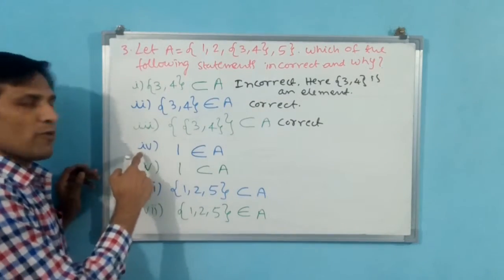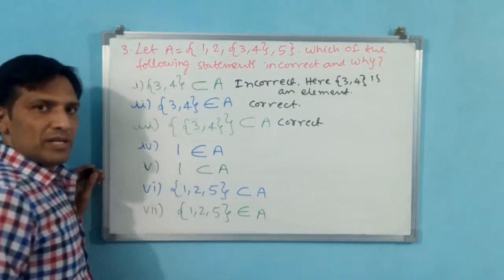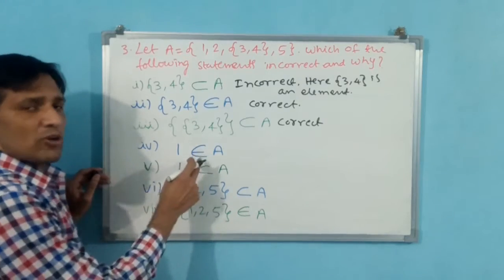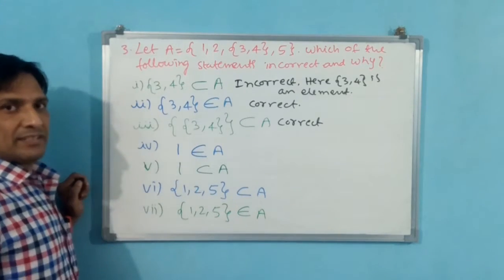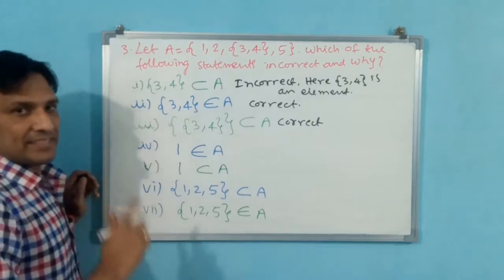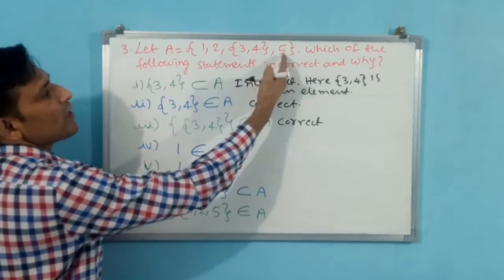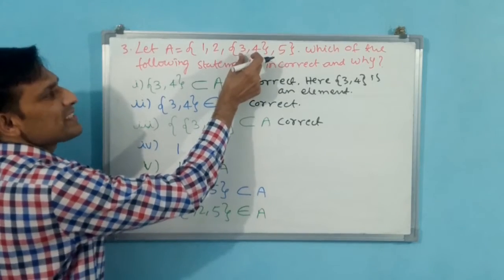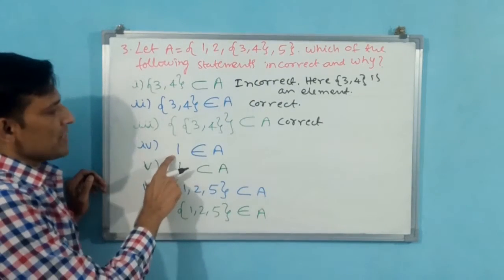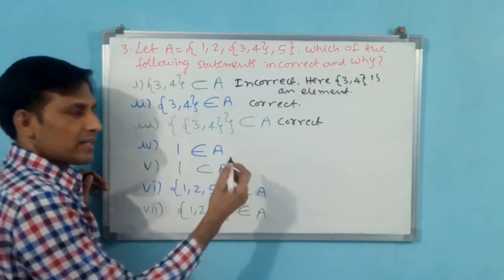Now you see the fourth part. 1 belongs to A. 100% correct. Why? Because belongs to comes for elements, and subset comes for sets. Here 1 is an element, 2 is an element, 5 is an element, and along with braces, {3, 4} is an element. 1 is an element, and an element belongs to A. Correct.